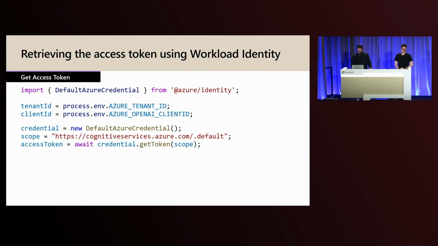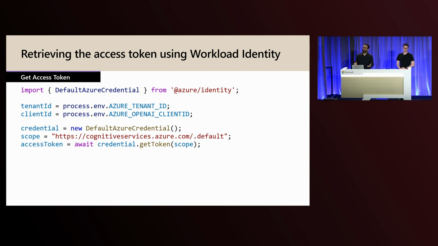So as I mentioned, the application uses workload identity to communicate to Azure OpenAI. I could have used a connection string. I could have used an API key. But the most secure way now to authenticate to a variety of Azure services is using workload identity with managed identity through Entra.